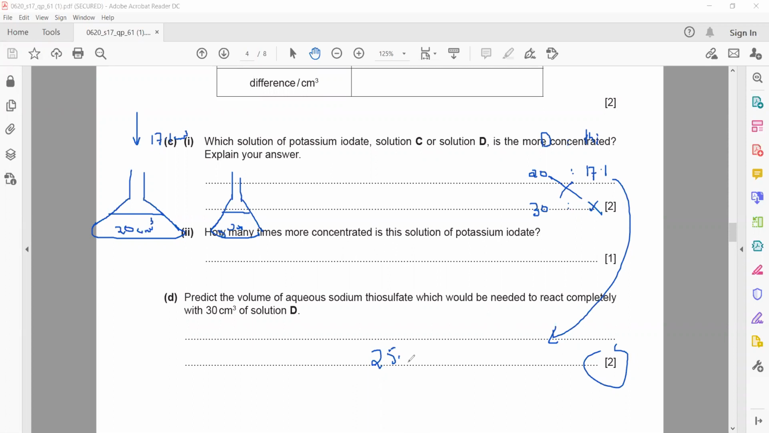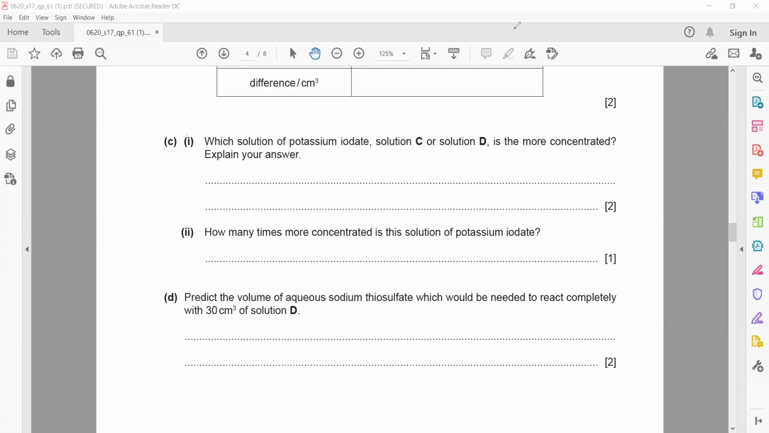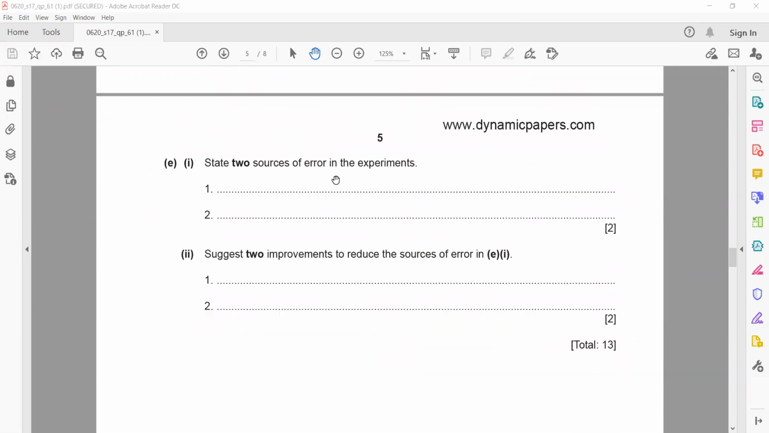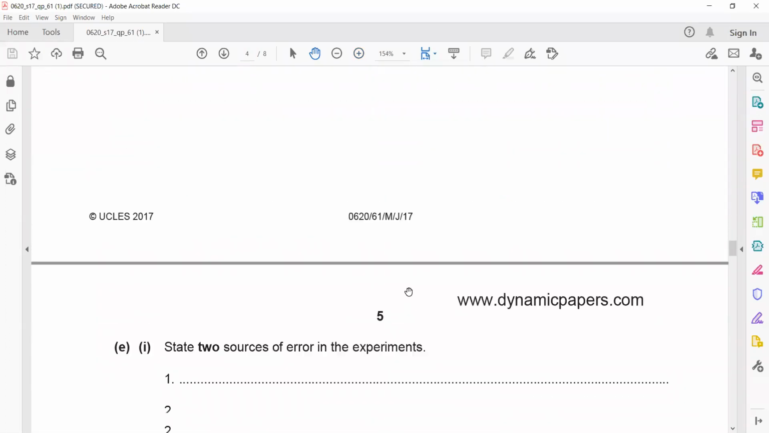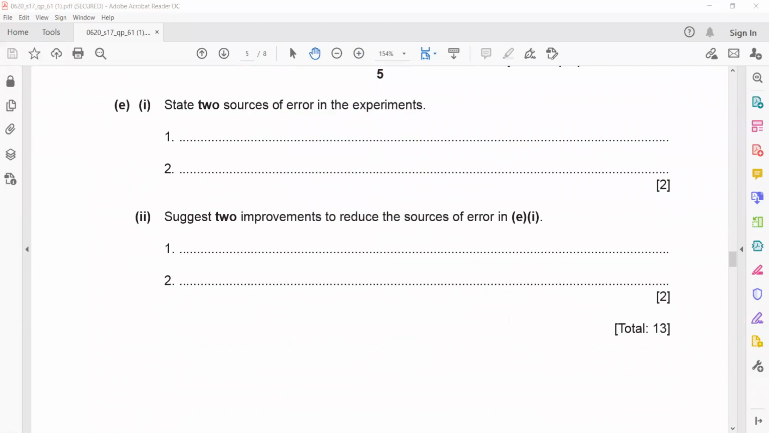State 2 sources of error in the experiment. What are the sources of error in this experiment? You can mention a parallax error, so look perpendicular. Or you can mention using a measuring cylinder; we should use a burette or a pipette for that. Or carrying out the experiment once only. We're not doing the experiment 2 or 3 times, only one time for C and one time for D. That is not an accurate way.